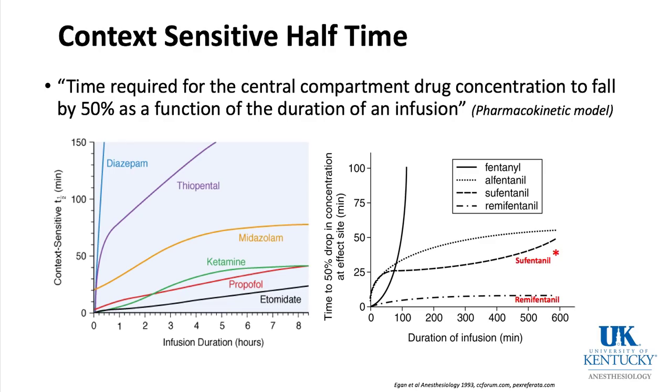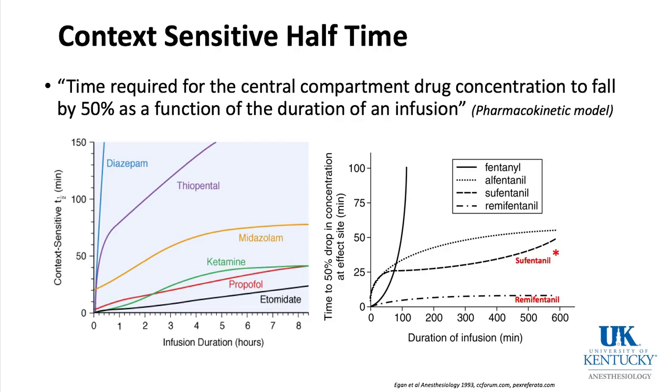The next key word is context-sensitive half-time, which is a mathematical model describing the time required for the central compartment drug concentration to fall by 50%, or in half, as a function of the duration of an infusion. So basically what this is saying is what happens to drugs as we infuse them over time, hours, when we turn them off. Which ones are good to infuse for long periods of time, knowing that you'll have a predictable offset.